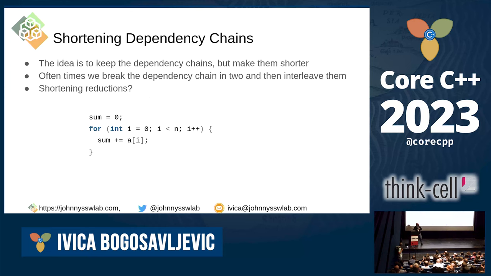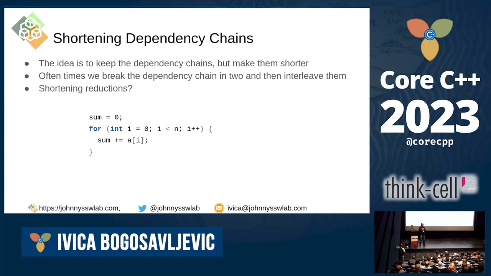Okay. Shortening the dependency chains. You have dependency chains, they remain, but they're shorter. Sometimes we break the dependency: we have a large dependency chain, we break it in two or four, and then we interleave them. This is also an option. How would we shorten reductions? So this is the code. How would we shorten it? Any ideas?